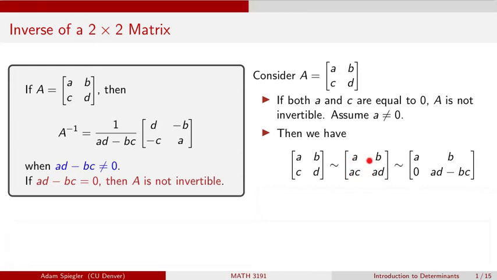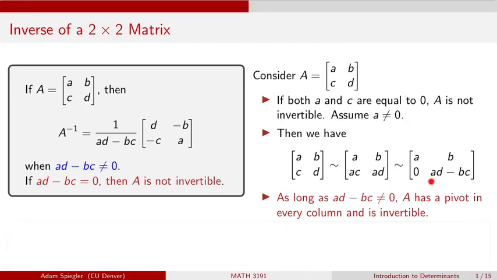Now we can do a replacement operation on row 2. I'm going to multiply row 1 by minus C and add that to row 2, and that's what's going to replace row 2. That would give 0 beneath the first pivot, and then over here we would have AD, and then I'm going to subtract B times C. If we assume that A is non-zero, what we can see now is that this matrix will indeed have a pivot in every column as long as this quantity AD minus BC is not equal to 0. And if A has a pivot in every column, then we know that A is invertible.